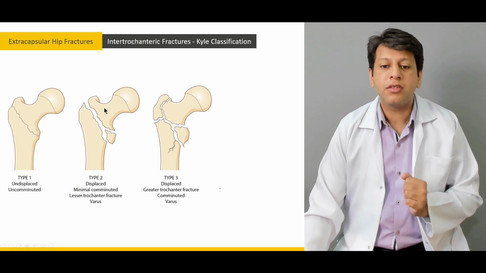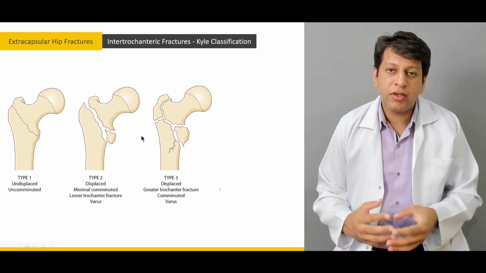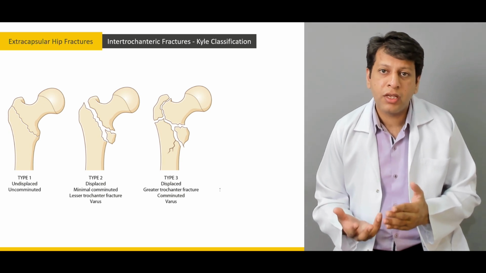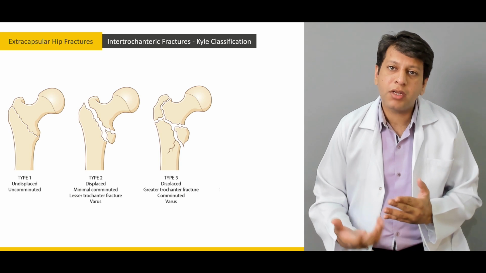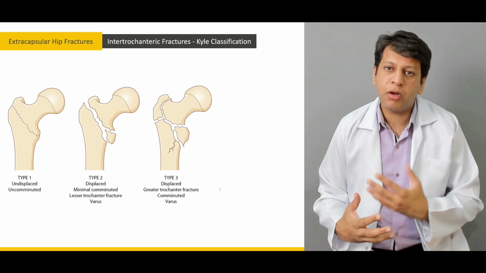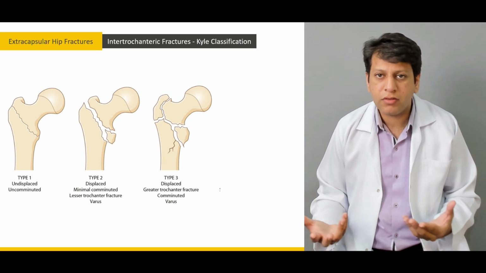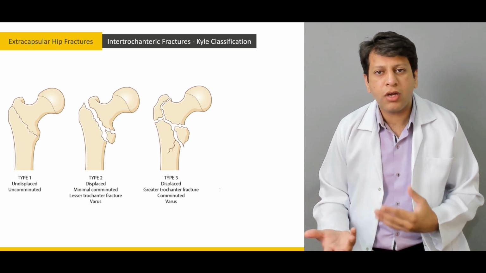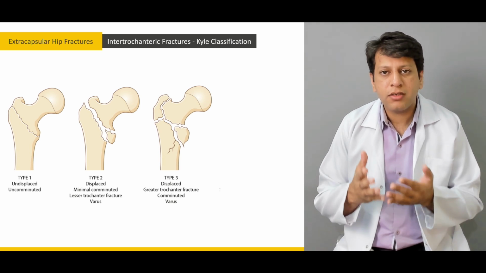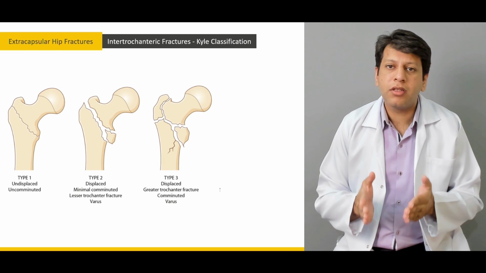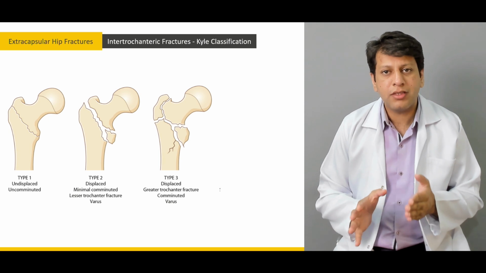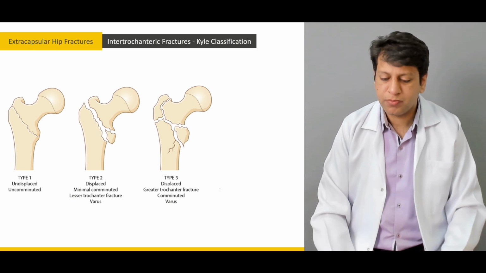In Boyden-Griffin, these both types are type 2. But Boyden-Griffin is slightly different because it does not take into account the comminution. But if the comminution is present, it becomes inherently unstable. That is why there's still a debate whether to use the Boyden-Griffin classification or the Kyle classification. Some use Kyle, some use Boyden-Griffin. It's slightly different, but more or less the same thing. What matters is that you have to decide whether it is a stable fracture or an unstable fracture, and that will determine the choice of implant you have to use.